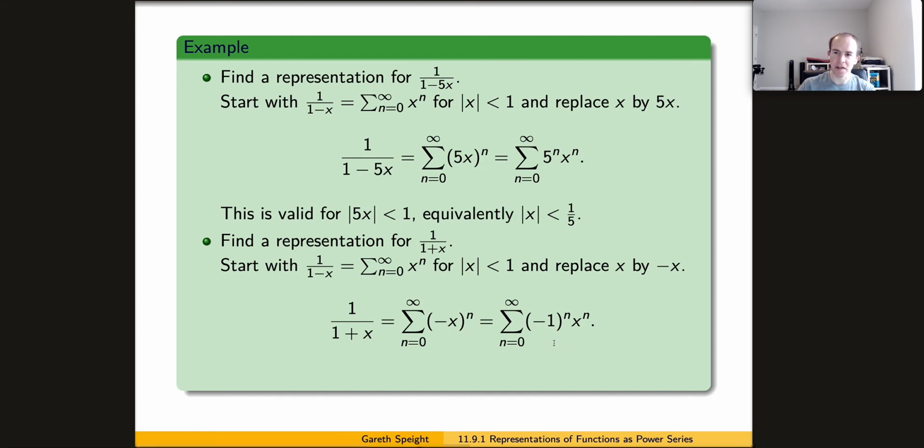And as before, we use the fact that it's true for absolute value of minus x less than 1. Because absolute value gets rid of any negative signs, that's equivalent to absolute value of x less than 1. So x is between negative 1 and plus 1. Okay, so these were some pretty typical steps. We start with 1 over 1 minus x, and we replace x by 5x or minus x, or it could be x squared, or x cubed, or something like that. We'll see more examples later.